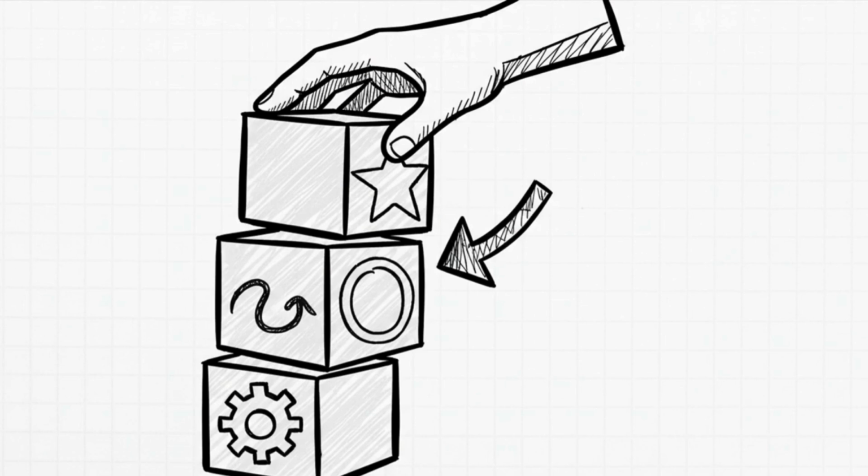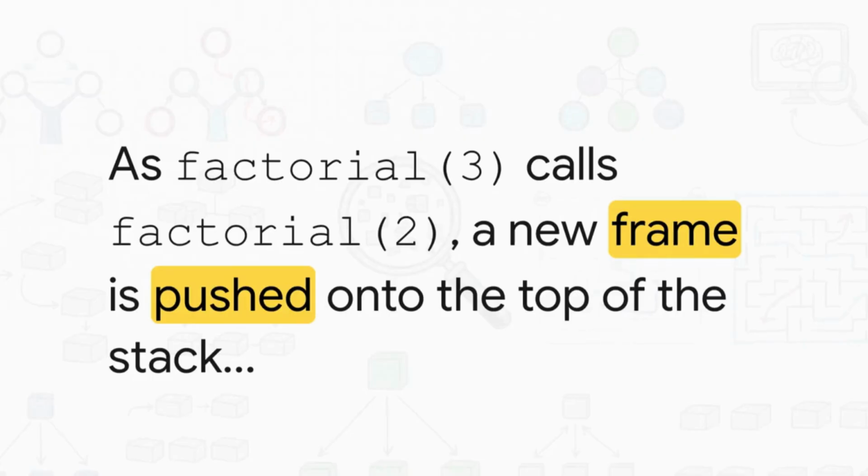Every time a function gets called, a new plate is placed on top of the stack, holding all the information that function needs to do its job. And the function that's on the very top of the stack, that's the one that's currently running. So, when our factorial of 3 calls factorial of 2, a new frame for factorial of 2 gets pushed right onto the top of the stack. Then factorial of 1 gets pushed on top of that, and factorial of 0 on top of that one. The stack just keeps growing deeper and deeper with every single recursive call.